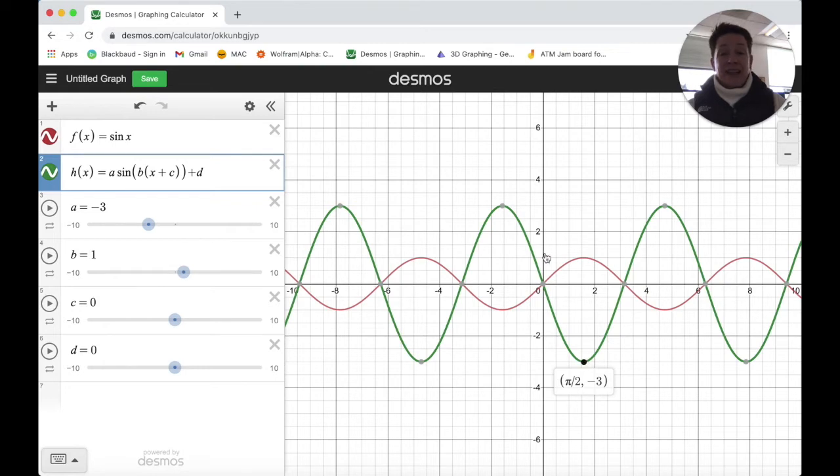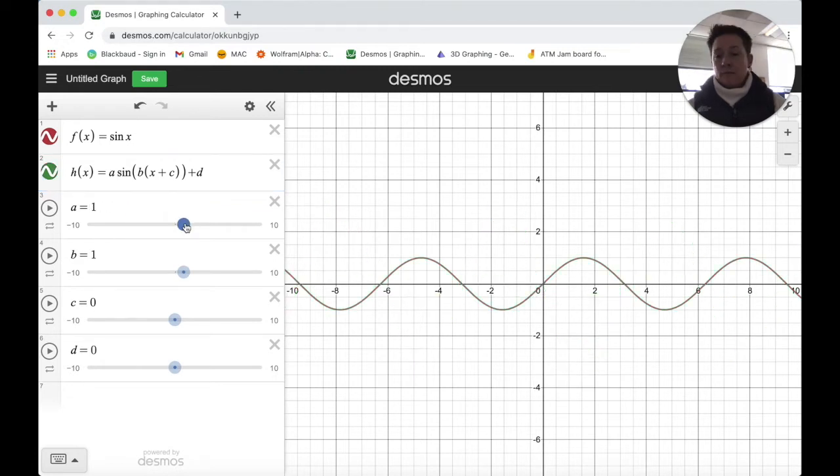So making A negative, instead of starting at the origin, going up, back to the midline, if A is negative, it starts at the origin, goes down, and then back to the midline. All right, so let's restore A back to 1. All right, now let's focus on how B changes it.